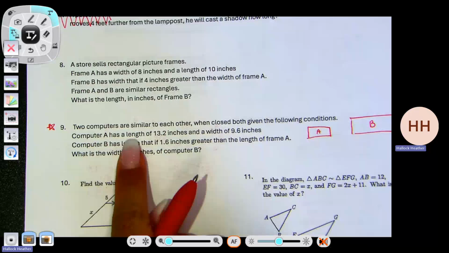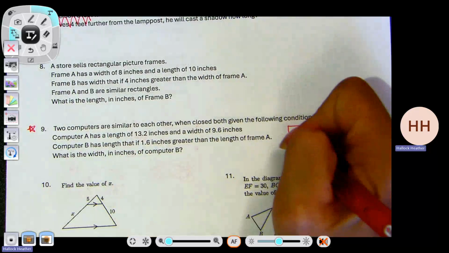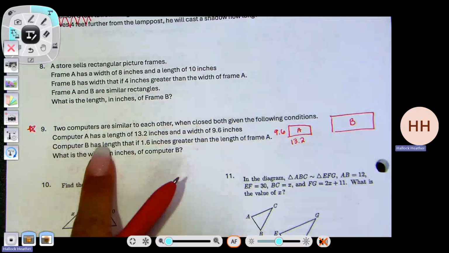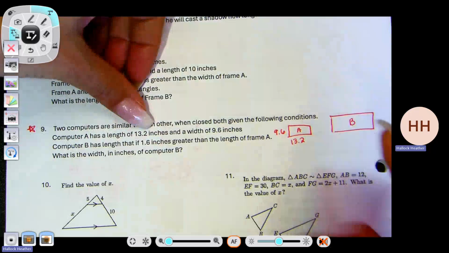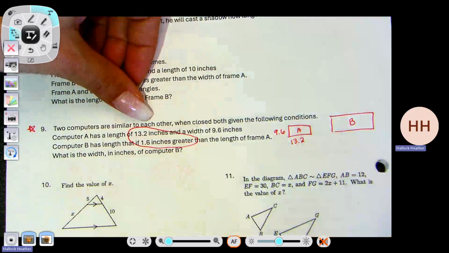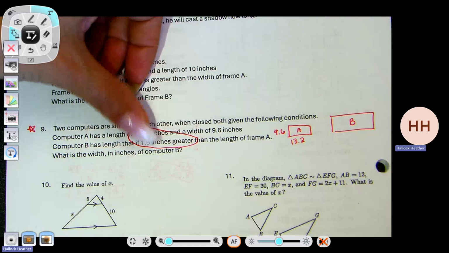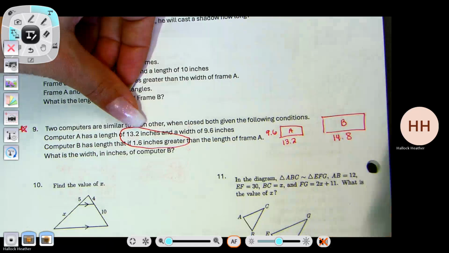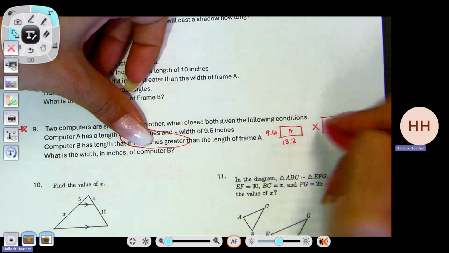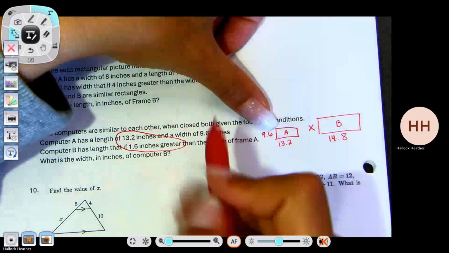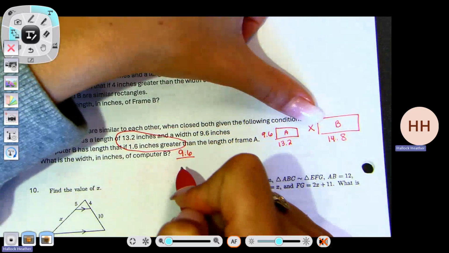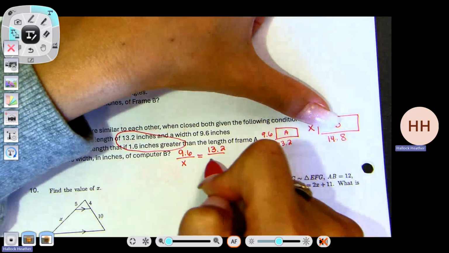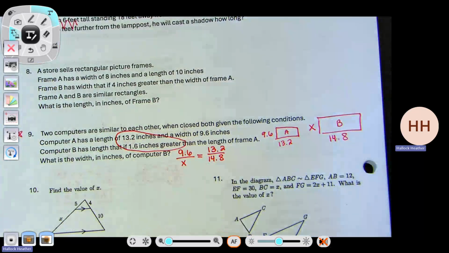computer A has a length of 13.2 and a width of 9.6. Computer B has a length that is 1.6 inches greater than A. So if I add these, that's going to represent the length of the bigger one. So that's going to be 14.8. What is the width of computer B? So I'm going to put my X there. So I'm going to do small, 9.6, over big, which is X, 13.2 over 14.8. And then I'm going to cross multiply.